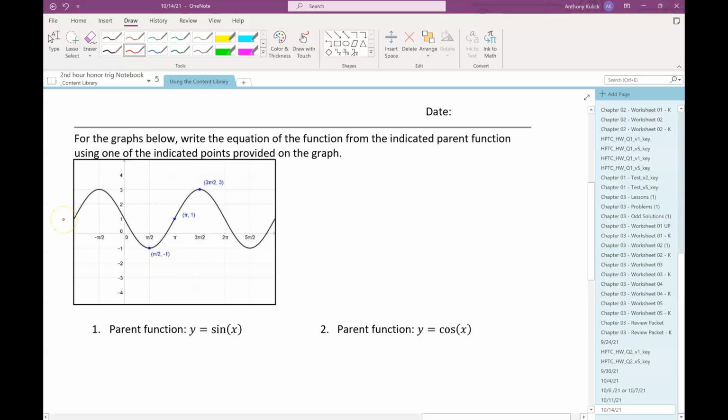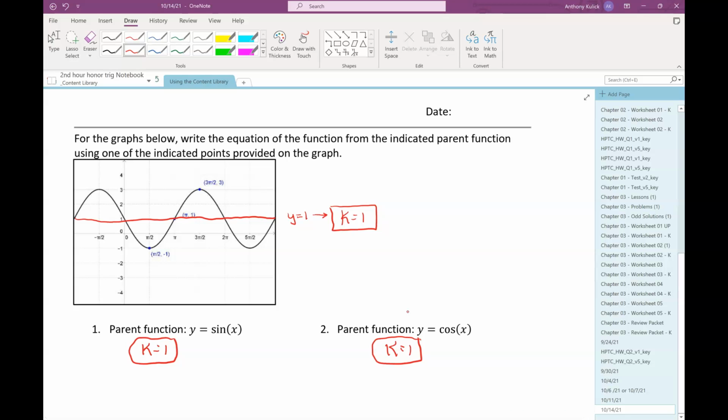So I'm going to start by just identifying the midline. Remember, the midline kind of vertically divides this thing in half. That looks like here at y equals 1. And I remember that the midline is y equals k. So that tells me that k is equal to 1. And that's going to be the same whether we're dealing with a sine or a cosine. That part's not going to matter. So far, so good? Yeah.